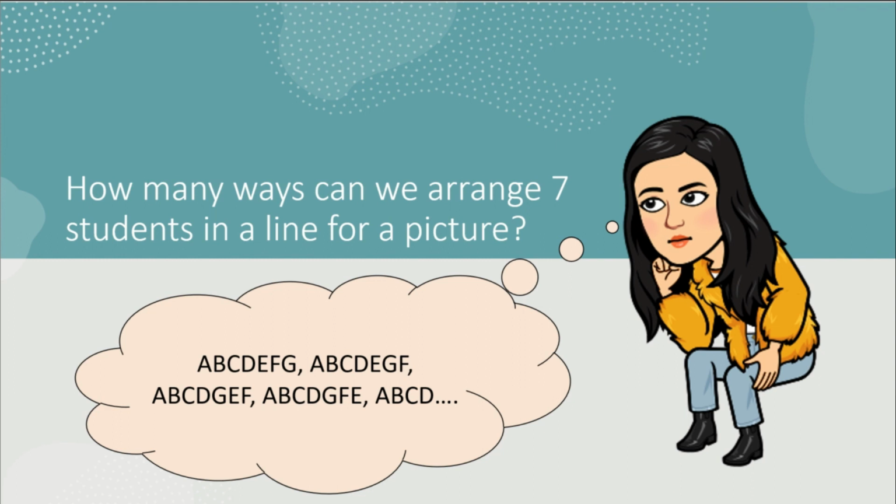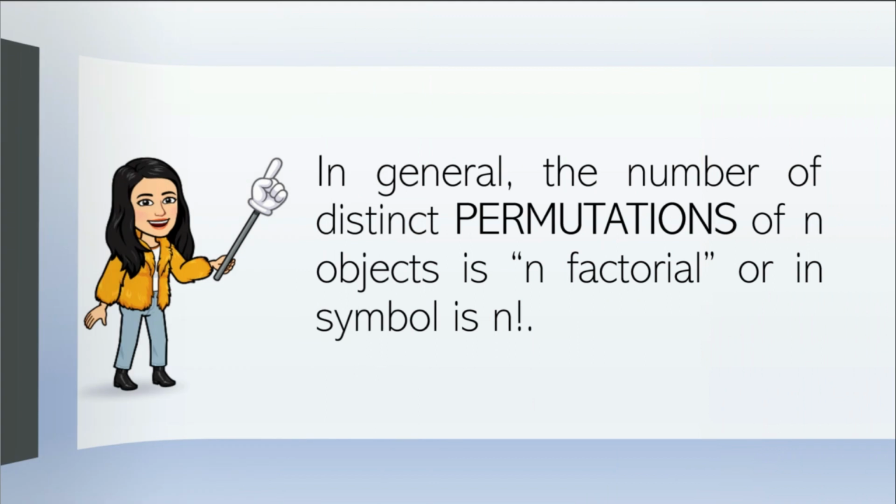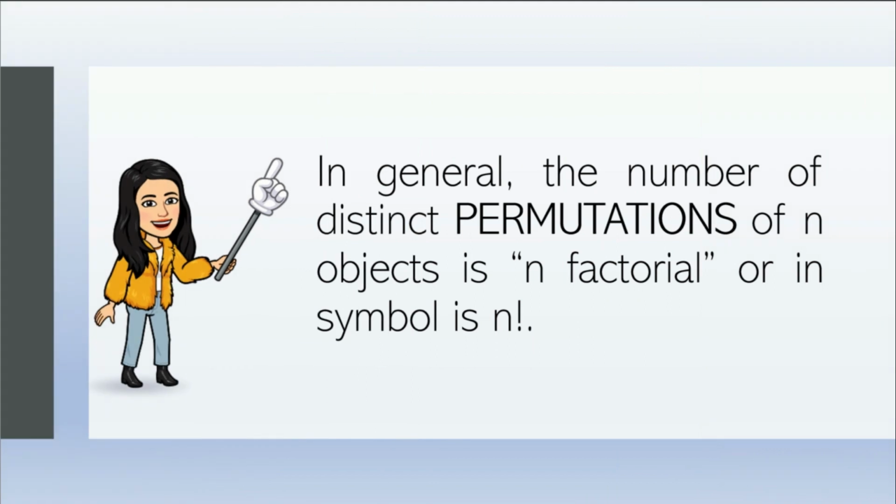But wait, we have another method to solve for it. In general, the number of distinct permutations of n objects is n factorial, or in symbol, n with an exclamation point. Since it's only asking about the number of ways, not the list, we can use this formula, n factorial. But what is factorial?